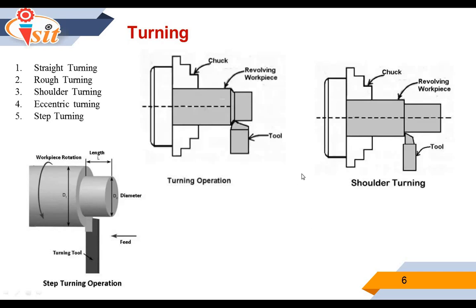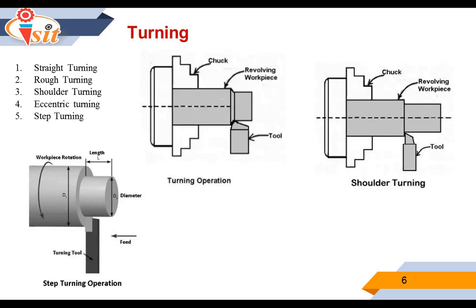We first start with the turning operation. Here are the 3 types of turning operation: simple turning, shoulder turning and step turning. I have shown the diagrams of these 3 types of operations here. As we know, turning is the most common type of operation among all lathe machine operations.